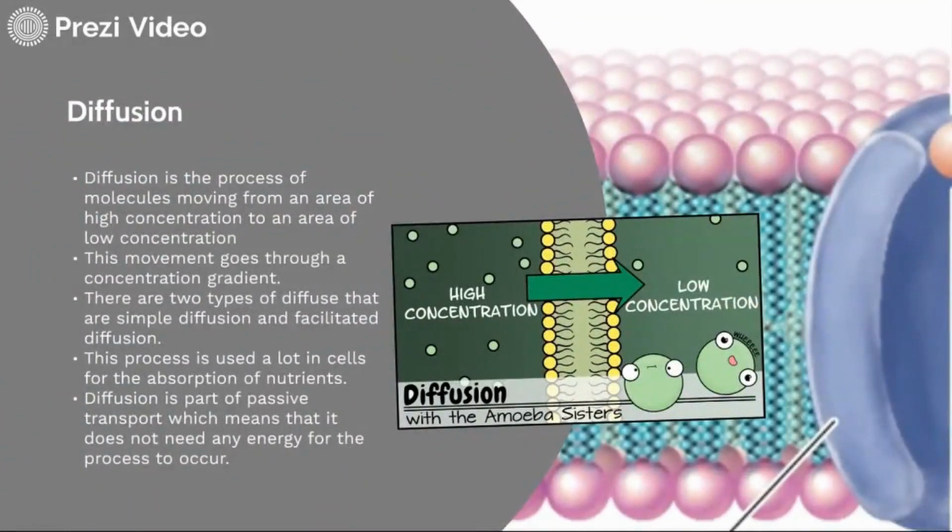Diffusion. Diffusion is the process of molecules moving from an area of high concentration to an area of low concentration. This movement goes through a concentration gradient. There are two types of diffusion, simple diffusion and facilitated diffusion. This process is used a lot in cells for the absorption of nutrients. Diffusion is part of passive transport, which means it does not need any energy for the process to occur.